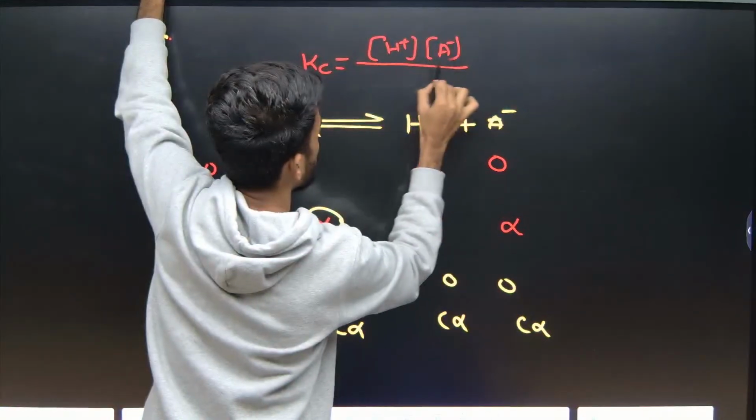So now what can I say? Equilibrium constant Kc, how can I write it? Concentration of products, that is H plus and A minus, by HA.